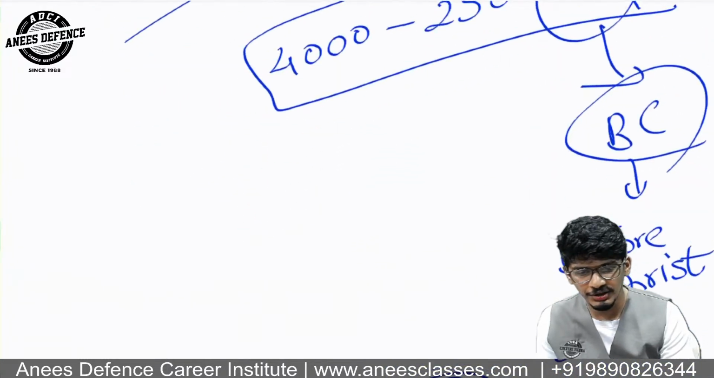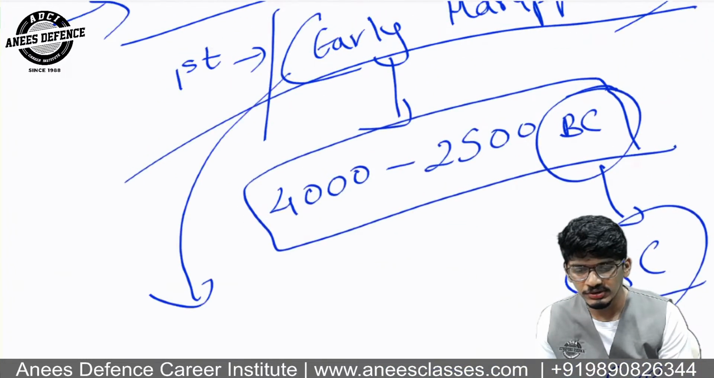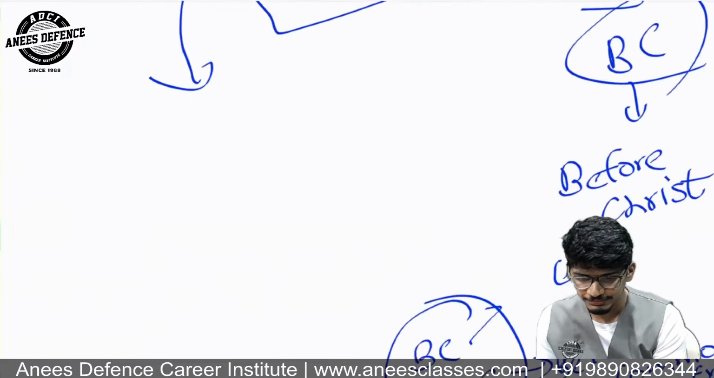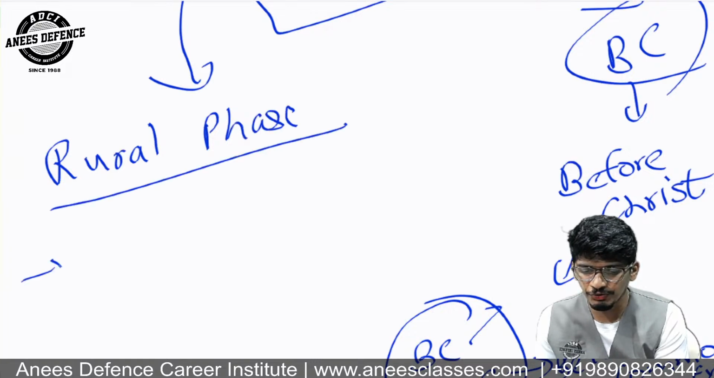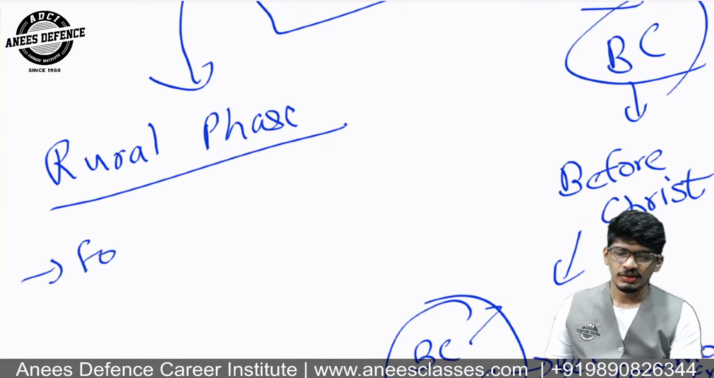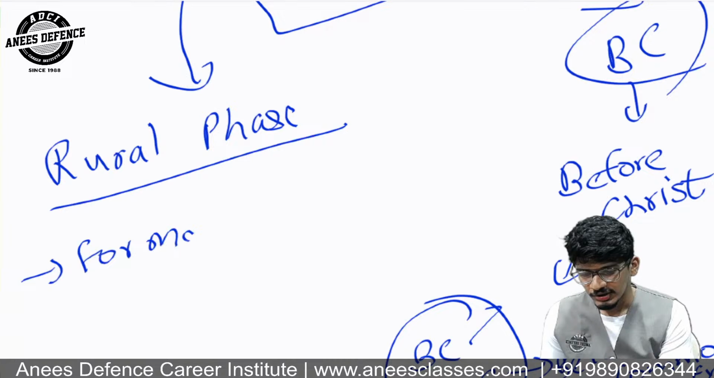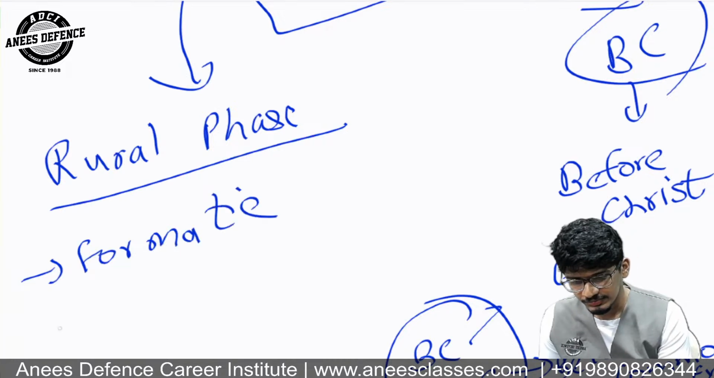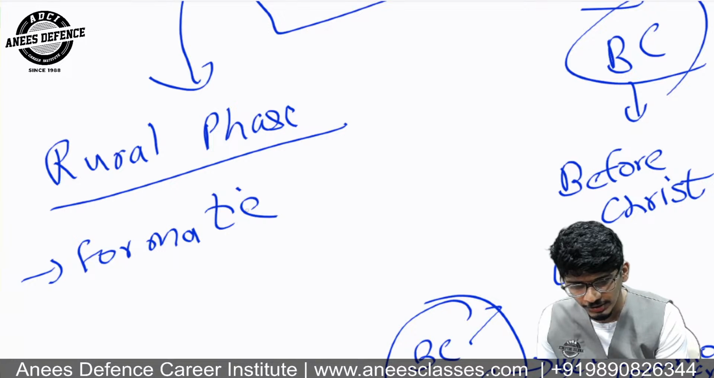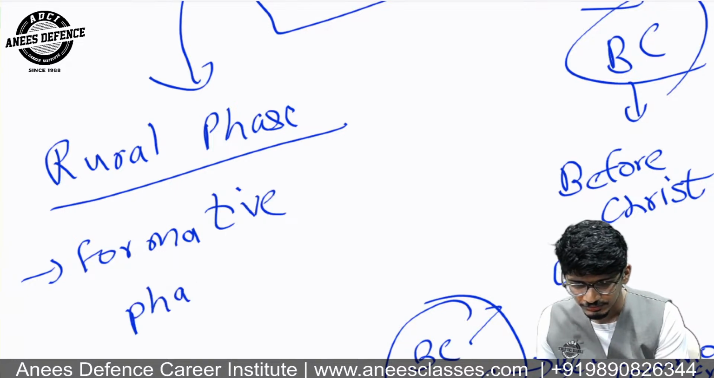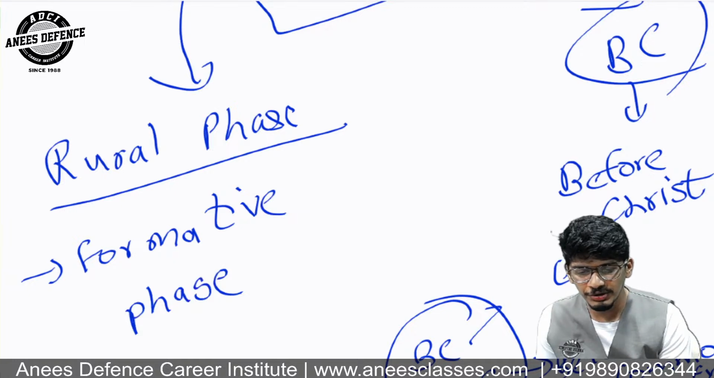We have done about this early Harappan phase. Now, early Harappan phase means the rural phase, or the formative phase of this civilization. This is natural. No one is born young, like a 25, 26 years old. Formative phase.